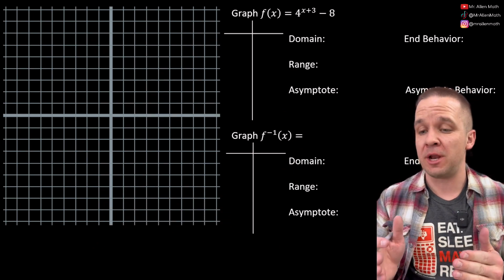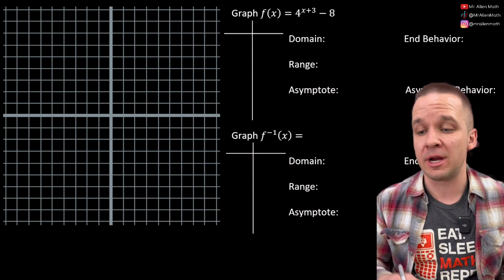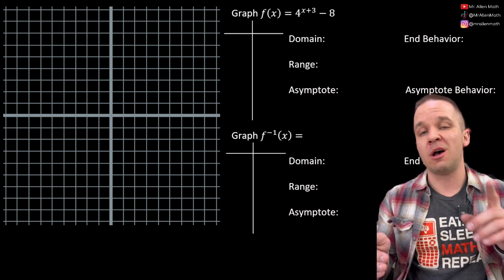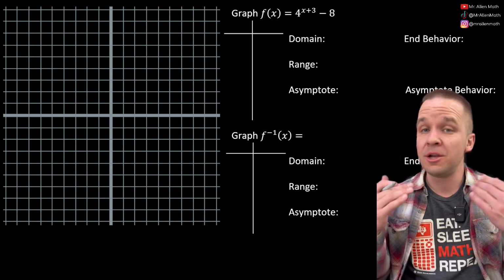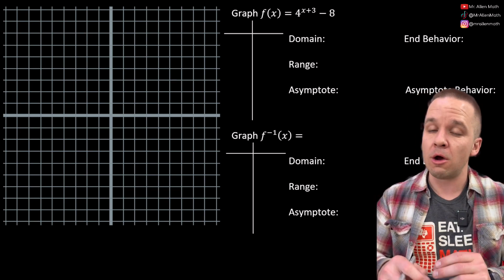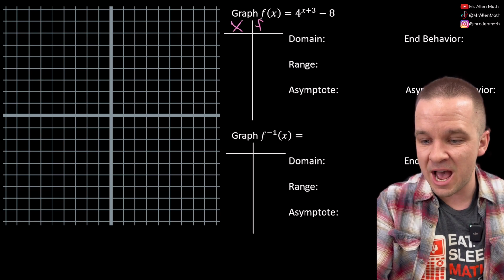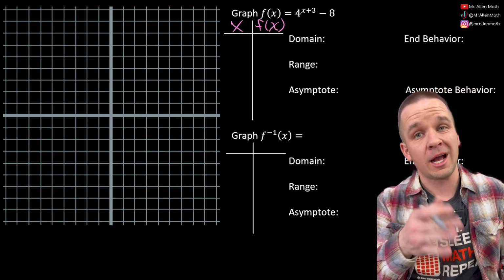So we're going to start with our exponential function, 4 to the x plus 3 minus 8, so a couple transformations. We'll get our domain, range, asymptote, end behavior, asymptotic behavior, and do the same for our logarithm. So I have a t-chart right there. I like to work with those. We're going to have ourselves x and f of x up there for our x and y coordinate.